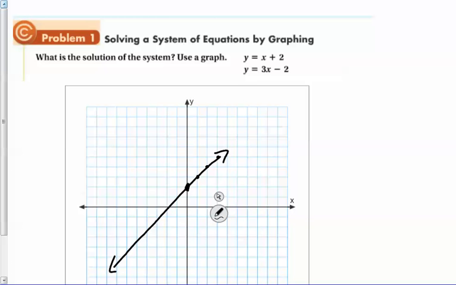And my second line, y equals 3x, has y-intercept 0, so I put a dot at the origin. Then I go up 3, over 1, up 3, over 1, and I draw my line. Now, where do these guys meet? It looks like they meet right about here. It looks like it's at 1, 2, comma, 1, 2, 3, 4. Looks like they're at 2, comma, 4. Okay, does that make sense?